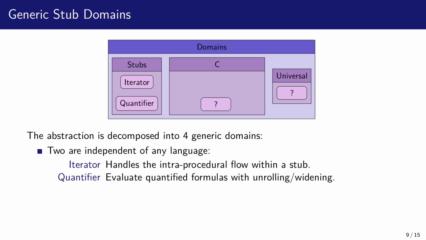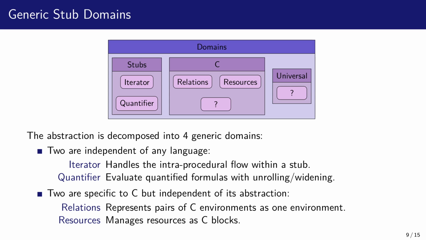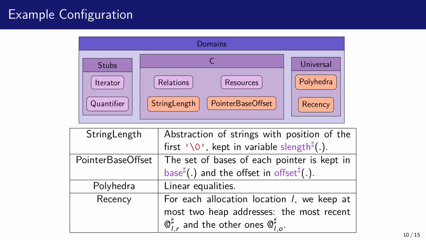We have also 2 other domains that depend on the semantics of C, but they can be used with any abstraction of C. The first domain is an abstraction of relations that represent a pair of C environments as a single environment by appropriate renaming of variables. And the second domain is for managing resources so that they appear like C blocks from the heap.